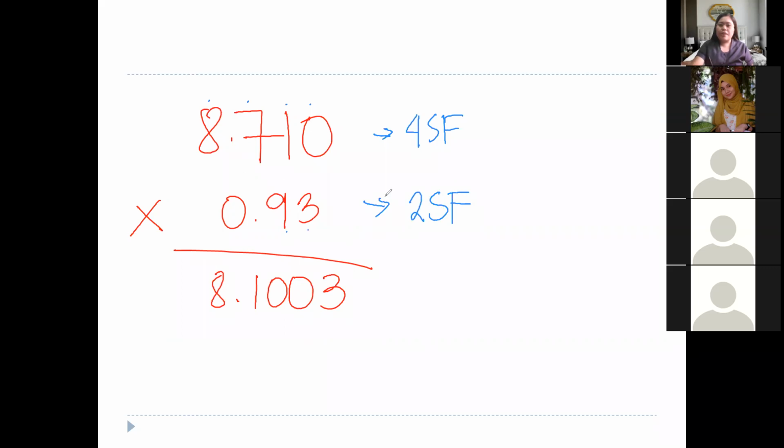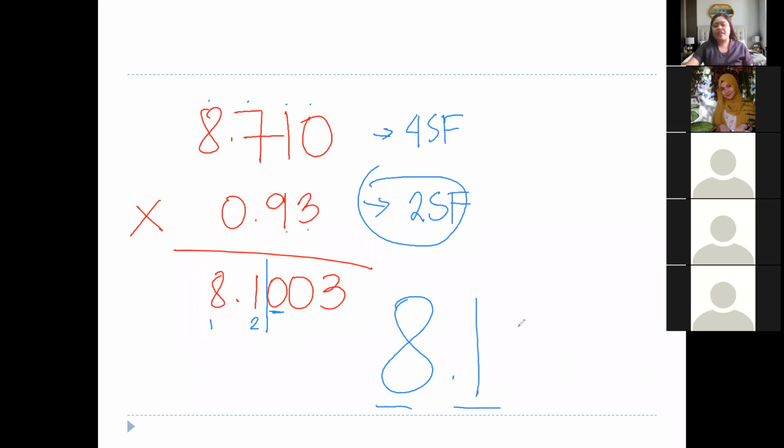So we follow this one, since it's smaller: 2 significant figures. Let us count in the answer. We have 1, this is counted, and this is 2. So we stop here. But let's check the next digit whether we add 1 or not. This is 0, meaning we don't add. Therefore, the correct answer, class, is 8.1, which has 2 significant figures. Let me check. 8.1. Yes, very good. Your answer is 8.1.